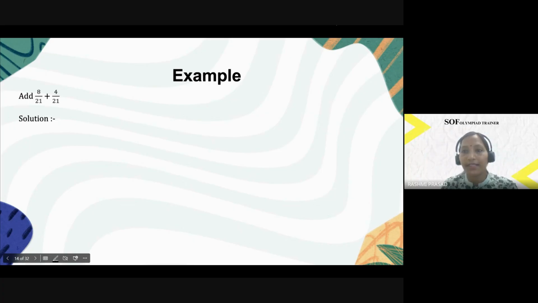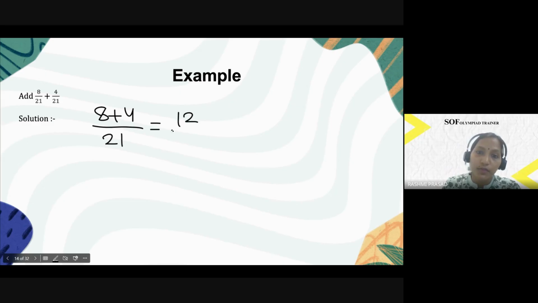Yeah, I'm getting the correct answer. We only add the numerator, 8 plus 4 over 21. 8 plus 4 is 12 over 21. So the answer is this. That's all. Simple, easy peasy, right?